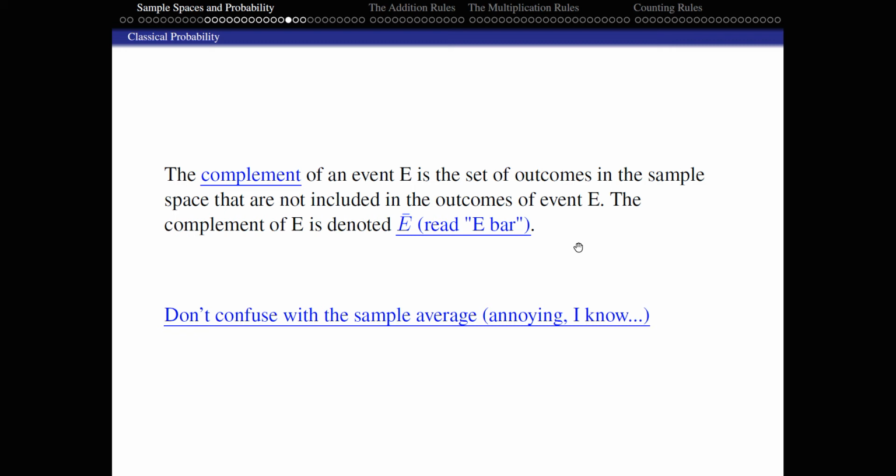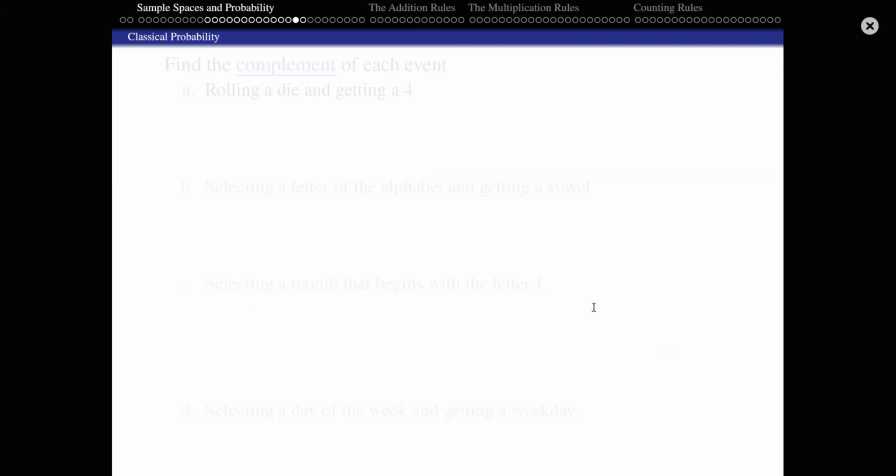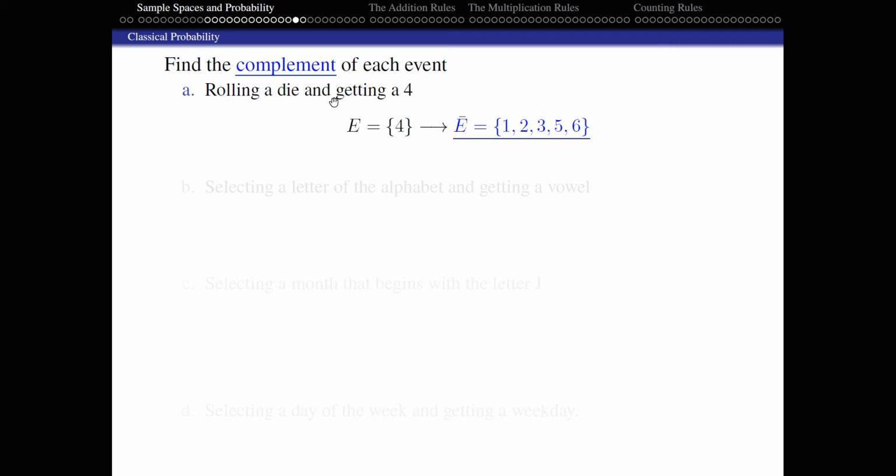But for all of our probability stuff, when you read E with a little bar over it, just remember that is the opposite of event E. So let's practice a couple. What is the opposite of rolling a die and getting a 4? Just pause your screen, write out the event space for the complement of event E. All right, so E is just the number 4. The opposite of event E is 1, 2, 3, 5, 6. Everything except for the number 4 in there.